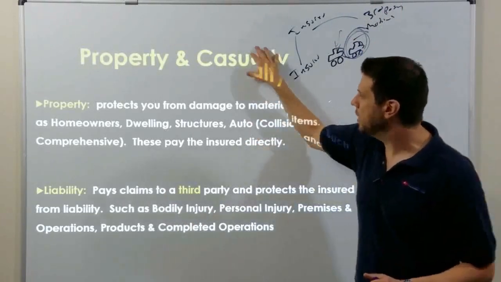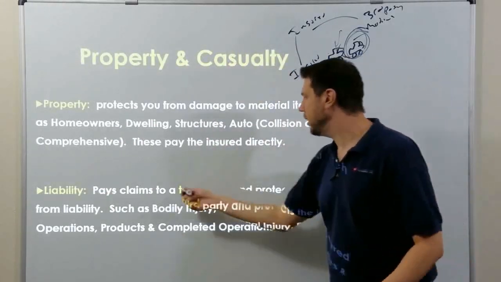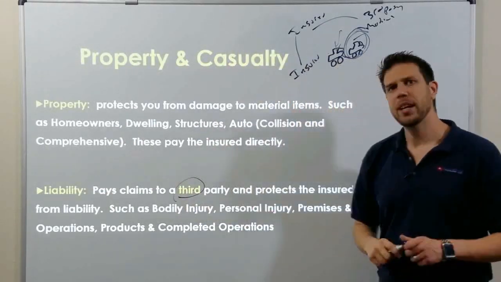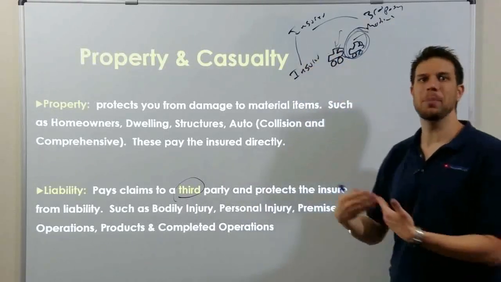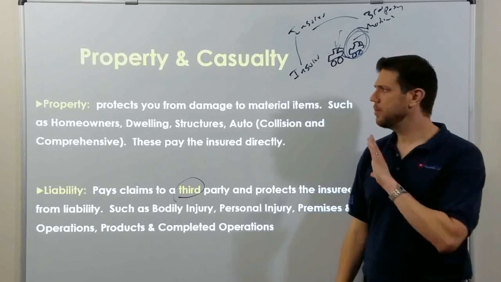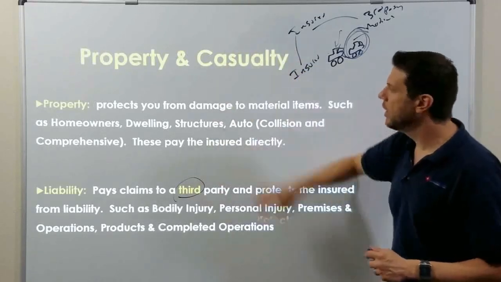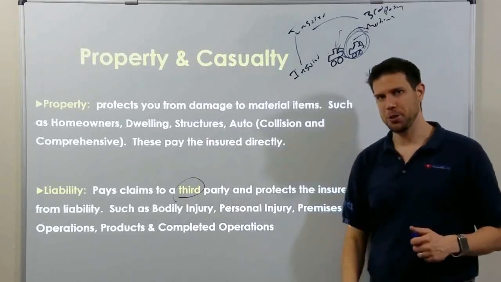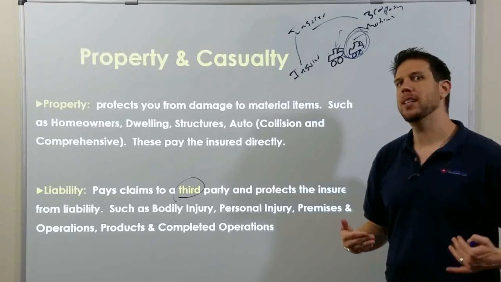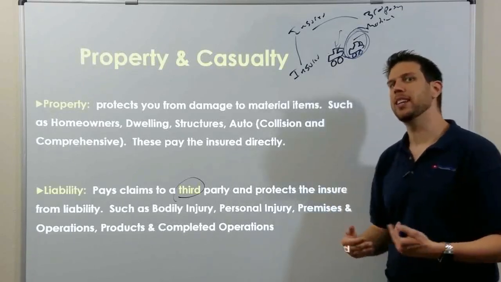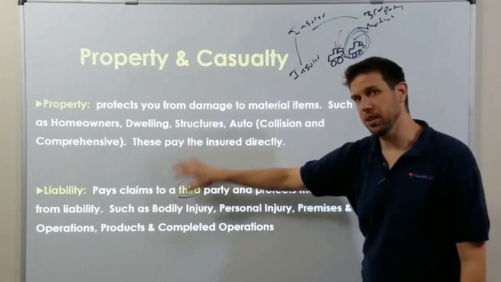Anytime you see the word casualty, also known as liability, think of it pays claims to a third party and it covers bodily injury and medical bills if somebody is injured. It's a very important part on your test. I'll give you an example of two test questions. A contract that is between two parties and pays claims to a third is best described as what? Casualty, also known as liability.